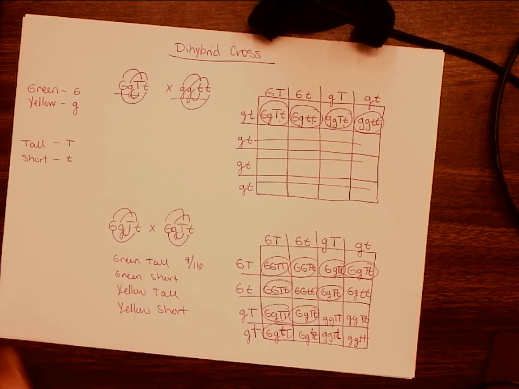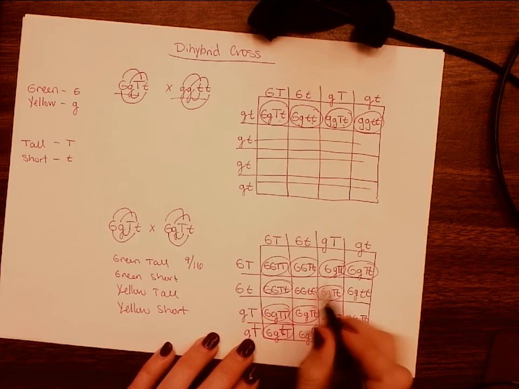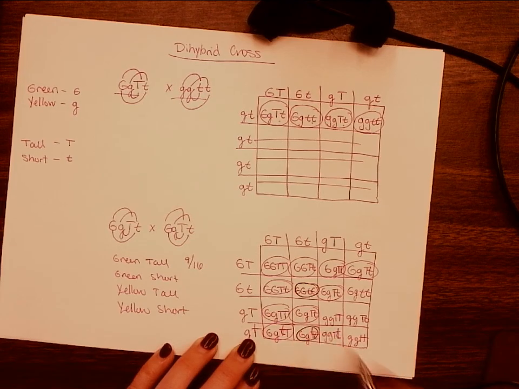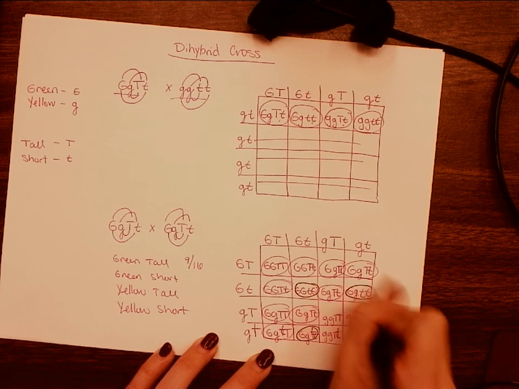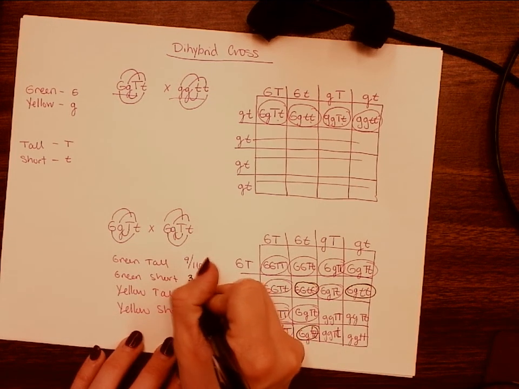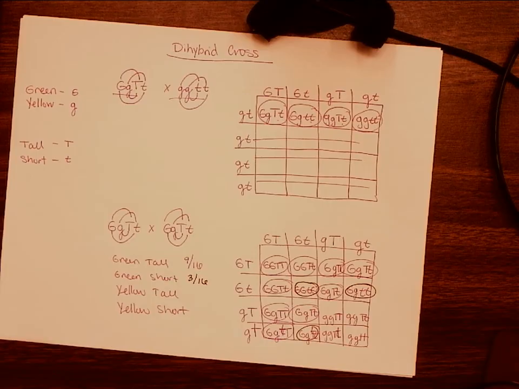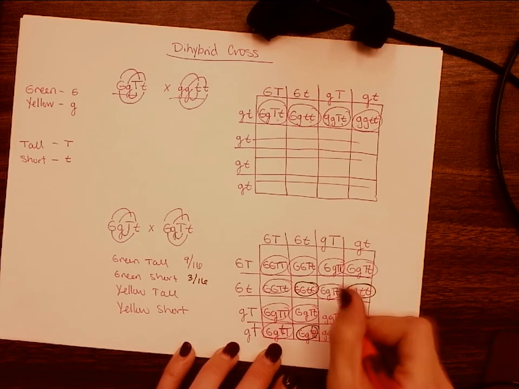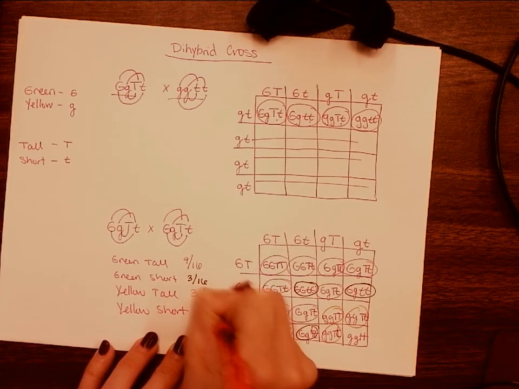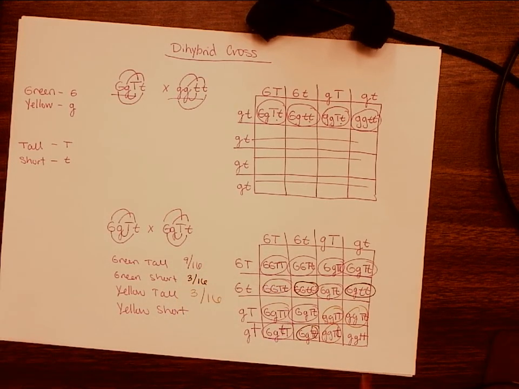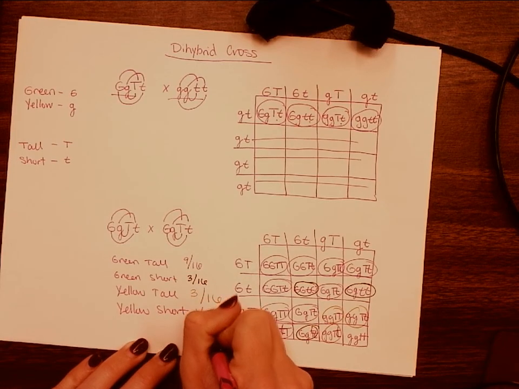And then I'm going to look for my green and short. I'm going to use a different color here so this will stand out. So we have green and short, and then we have green and short. I will have 3 out of my 16 are going to be green and short. Changing colors again, I'm going to find yellow and tall, and that's going to leave me with these 3 right here, 3 out of 16. And then my last one that I haven't circled, I'm going to have 1 out of 16 is going to be yellow and short.